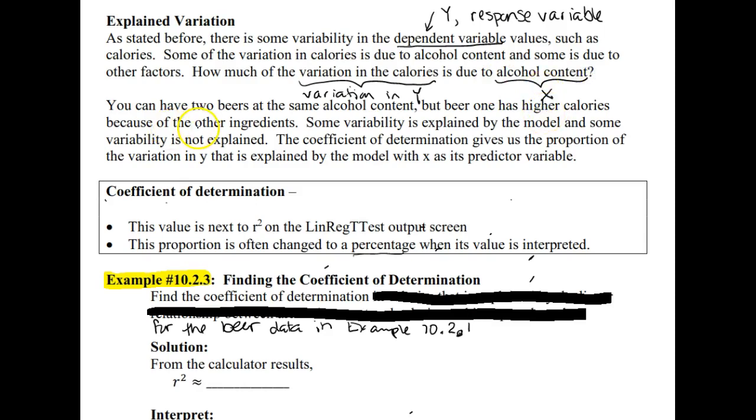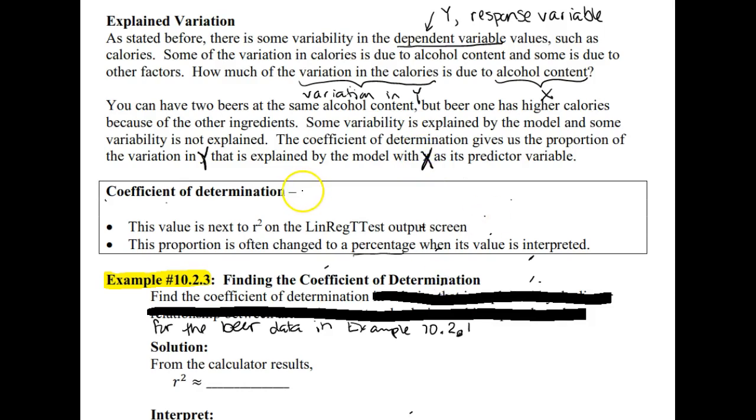You can have two beers at the same alcohol content, but beer 1 could have higher calories because of the other ingredients. So some variability is explained by the model, and some variability is not. Now this coefficient of determination gives us the proportion of the variation in y that is explained by the model with x as its predictor variable.